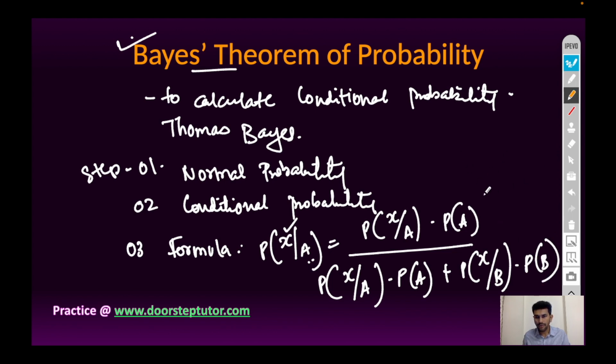So this is step 1, probability of A factor, that is normal probability, and this will be our step 2. This represents conditional probability, probability of particular event out of total event. So step 2 is conditional probability. So first we have to find out the normal probability and then we will find the conditional probability, on which basis we can continue the theorem by using this formula.